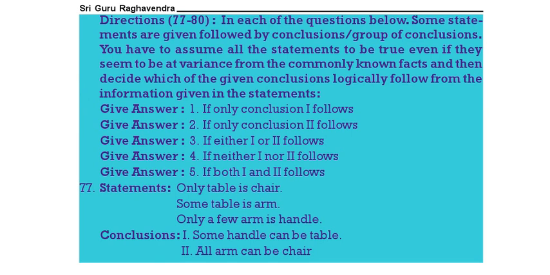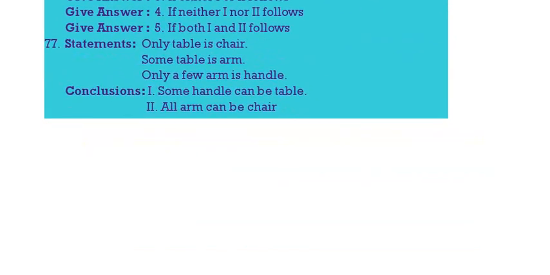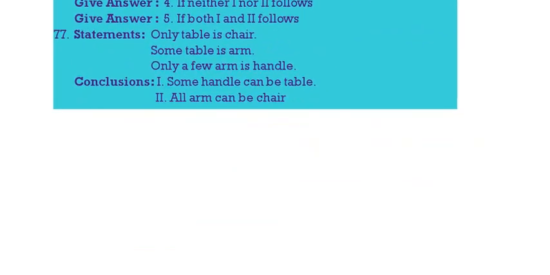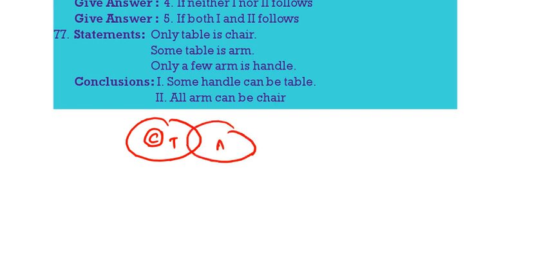Next question, 77 to 80. These are syllogisms. These you have to draw by using Venn diagrams. First one. Only table is chair. That means all chair are table. Some table is arm. Only few arm is handle. Now, some handle can be table.